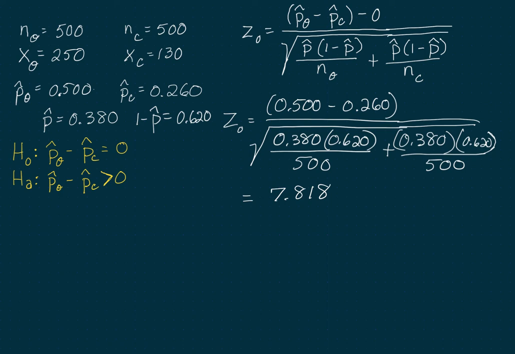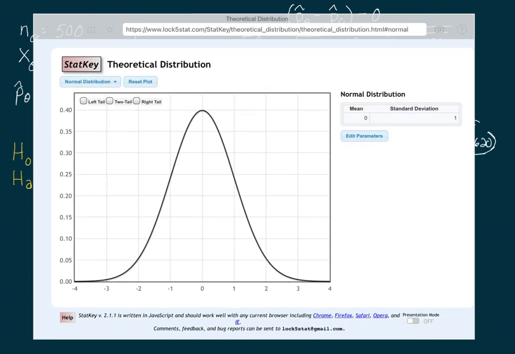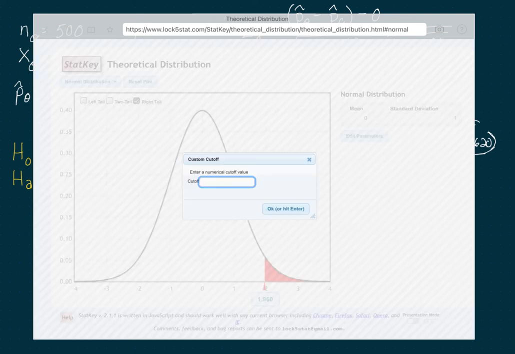That is a huge, huge value. Let's take it to StatKey anyways. So once again in StatKey, we are going to use a normal distribution. We are now looking at a right-tailed test. And we need to reset our cutoff to 7.818.